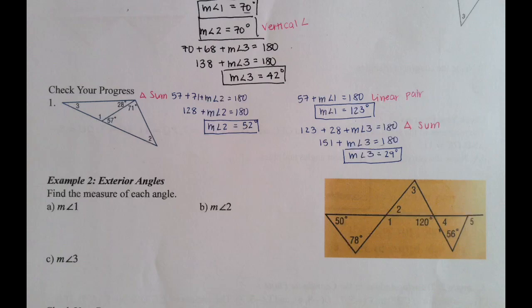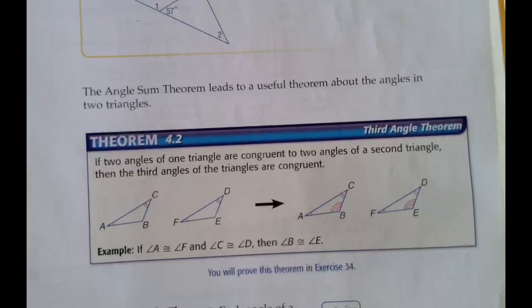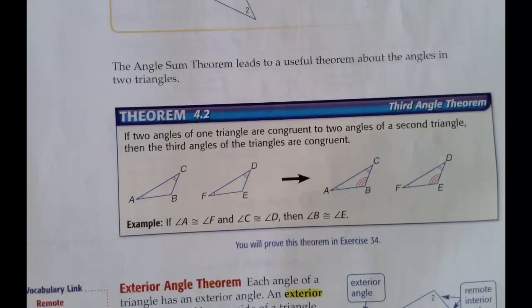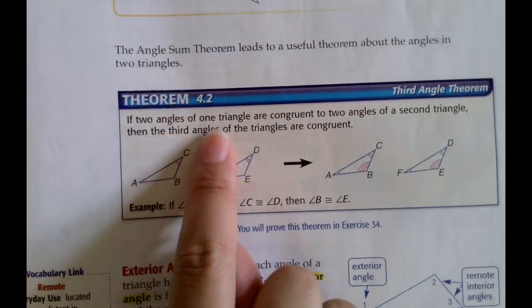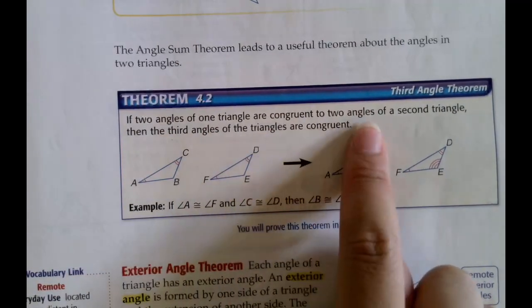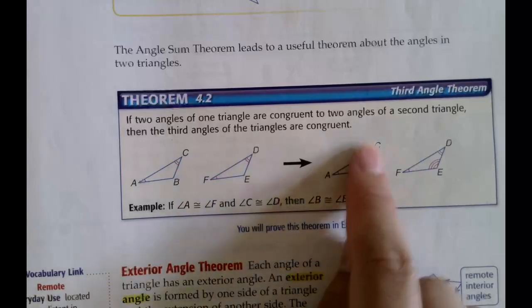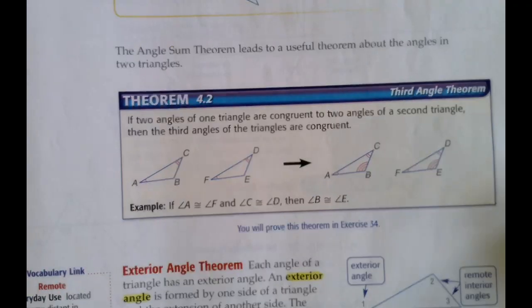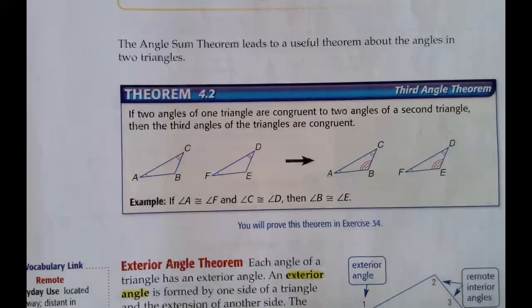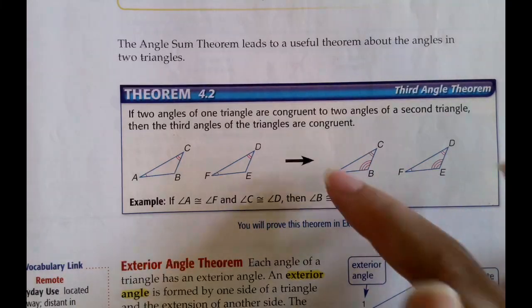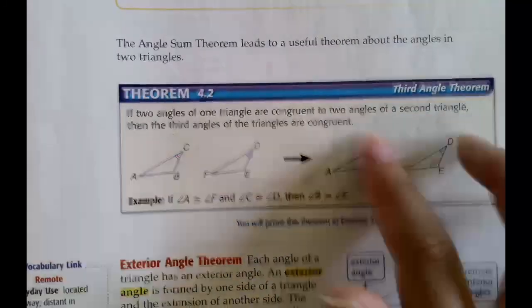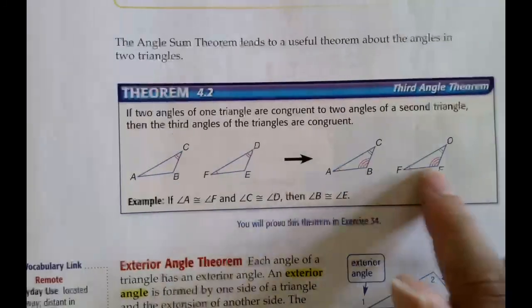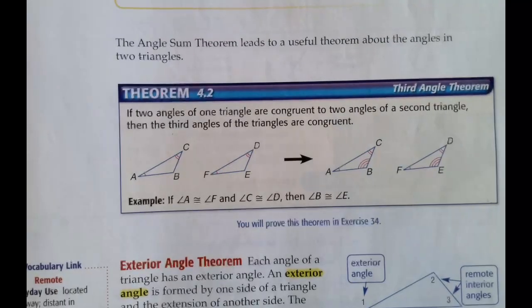Before we get on to example 2, here is our third angle theorem. If 2 angles of one triangle are congruent to 2 angles of a second triangle, then the third angle also has to be congruent. The reason why is because it has to add up to 180. So if we know what 2 of them already are, we can figure out the third one. If 2 of them are the same, then the third one would have to be the same.